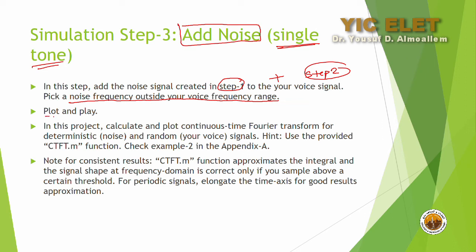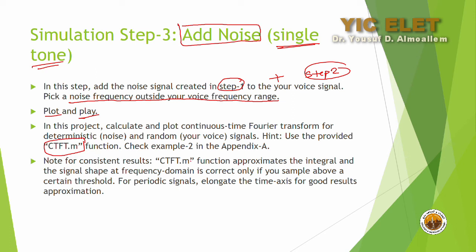Then plot and play this. After you add the noise, you need to hear this clip again and see the effect of adding this noise to it. In this project, calculate and plot the continuous time Fourier transform again. So I want you to go from time domain to frequency domain and see how it is affected. This is what I have provided to you to make your life easier.